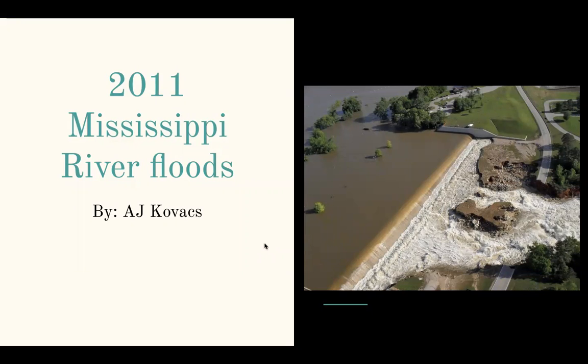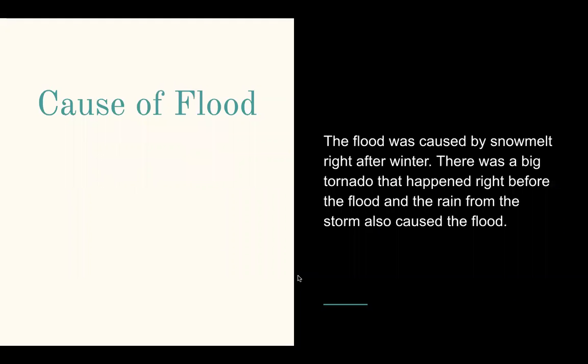Today, I will be looking at the Mississippi River floods of 2011. Causes of the flood were snowfall. It was right after winter, so a lot of runoff water was going into the river. And there were also storms at the time, which caused more rain and a lot of the water to start rising.